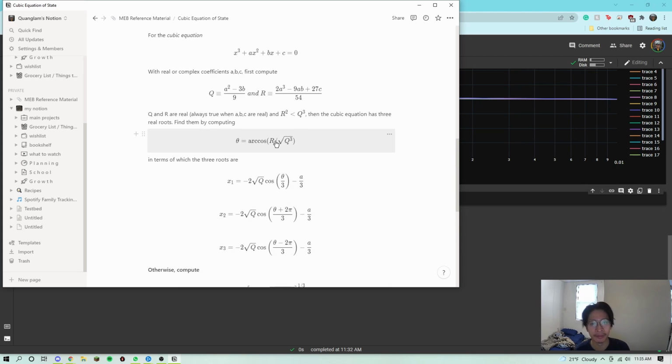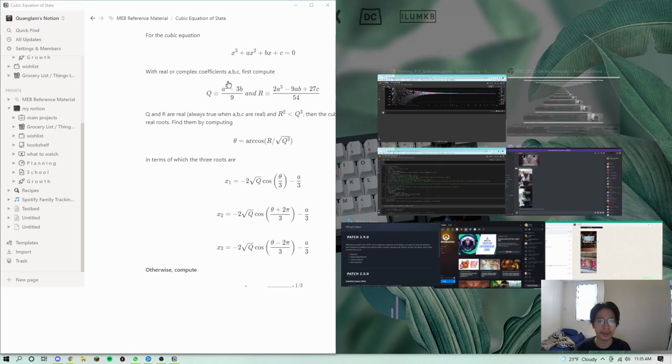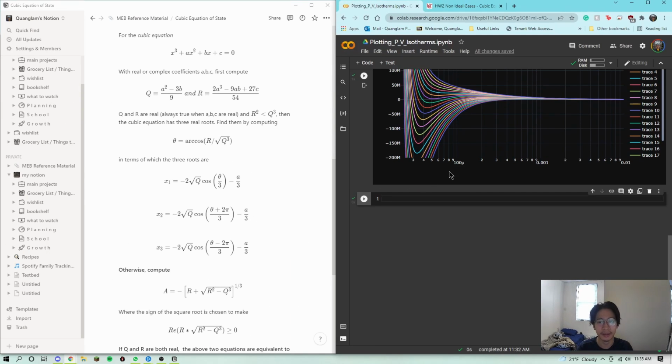Looks like the first thing we might want to compute is theta, right? So let's see what happens. So, define, we'll call this cube_roots. And what is it taking in? Well, it is taking in the coefficients A, B, and C, right? A, B, C. Okay? And the first thing is that we want to compute Q.